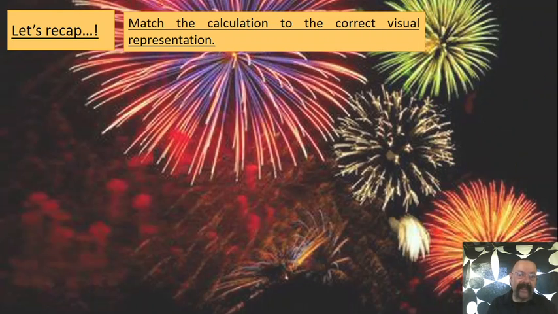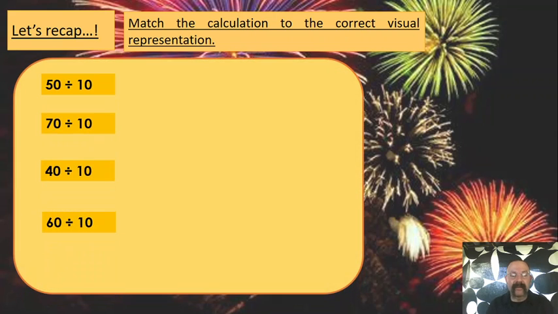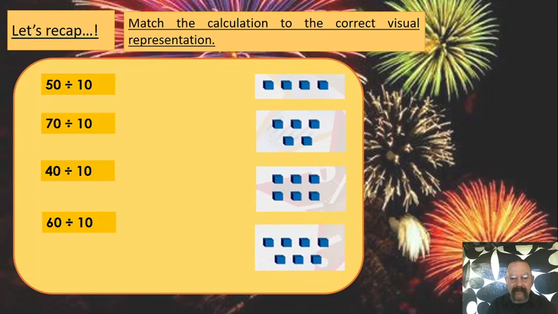We're going to do a bit of a recap. We're going to use a visual representation. So what I'd like you to do is have a look at the calculations that we've got. There are 4 calculations: 50 divided by 10, 70 divided by 10, 40 divided by 10, and 60 divided by 10. So think about what we did yesterday, and I want you to spend a little time just seeing if you can match them to the visuals on the other side. You might want to write them down, try and order them. So have a little look. You might want to pause the video, so pause now.